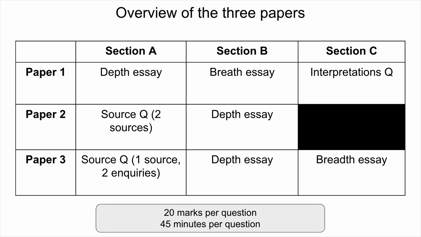So in terms of the three different papers, paper 1 and paper 3 have 3 sections, paper 2 just has 2 sections. So paper 1 is a depth essay, breadth essay, and then interpretations question. Paper 2 is a source question and then a depth essay. Paper 3 is a source question, a depth essay, then a breadth essay.